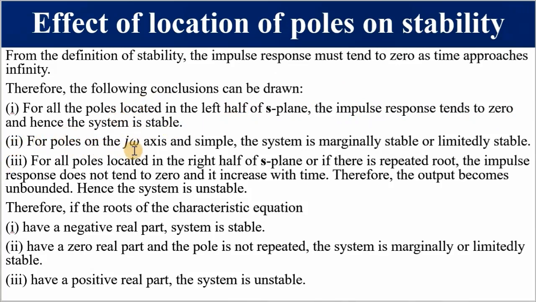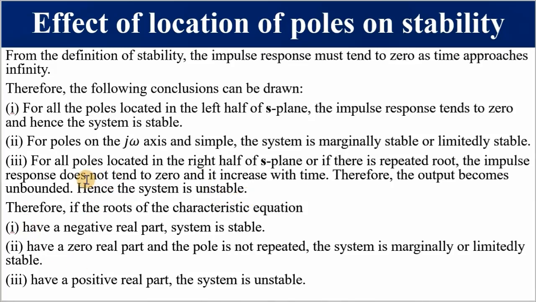Two, for poles on the j-omega axis, and there is only one pole, the system is marginally stable, or is of limited stability. And we are saying for all poles located in the right half of the S-plane, and if there is a repeated root, the impulse does not tend to 0 and it increases with time. Therefore, the output becomes unbounded. Hence, the system is said to be unstable.